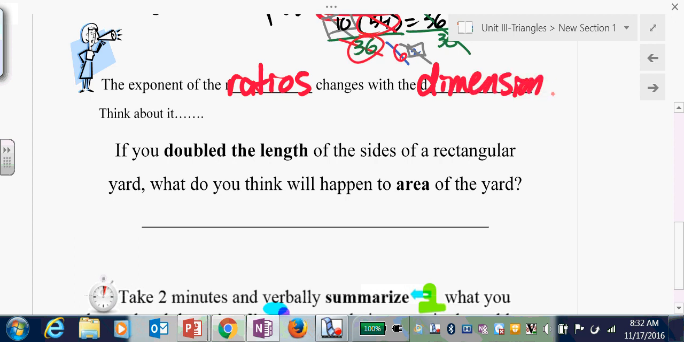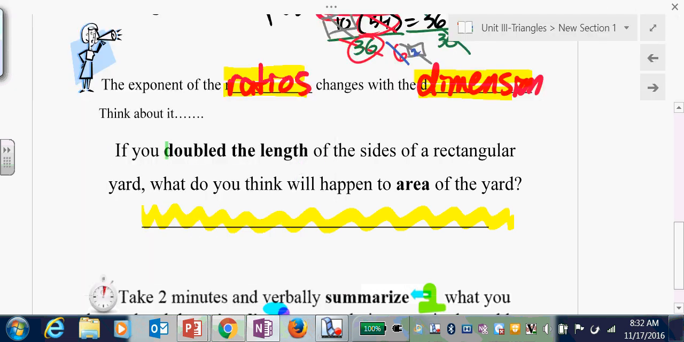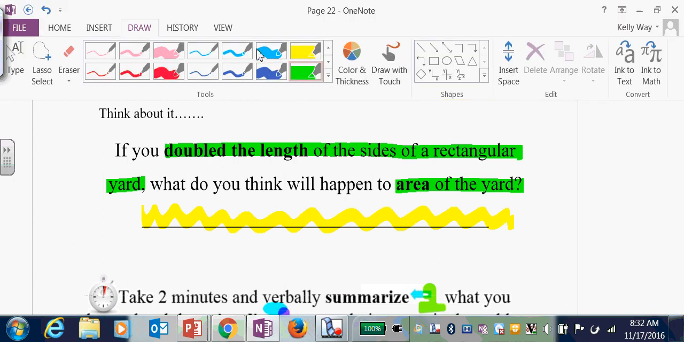I'm going to pose a question, and I want you to do your own prediction here. I'm not going to write anything there. I'd like you to predict with this in mind. The prediction is this. If you were to double the length of the sides of a rectangular yard, what do you think would happen to the area of the yard?